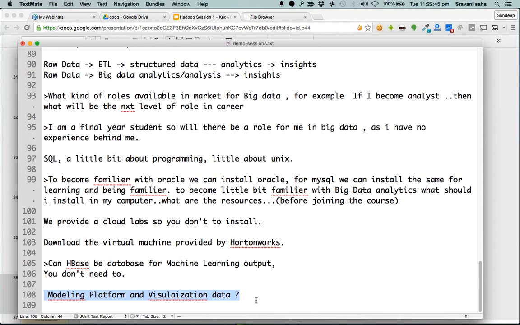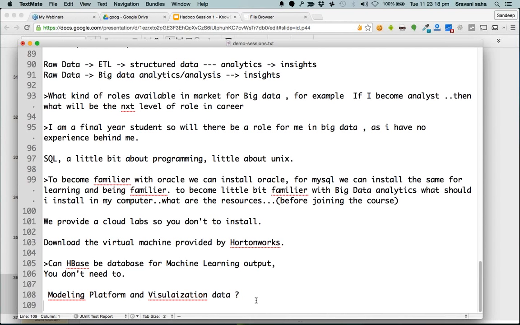And about modeling platform and visualization data, you can feed the data from HBase or maybe HDFS. Generally you just directly put such kind of machine learning output into HDFS like a big file. Okay? Now, modeling platform and visualization data. So your question probably is, can the modeling platform output the data to HBase?